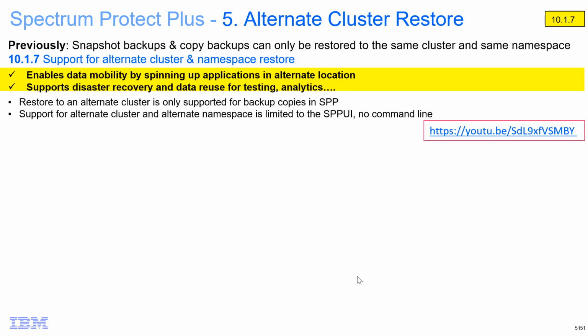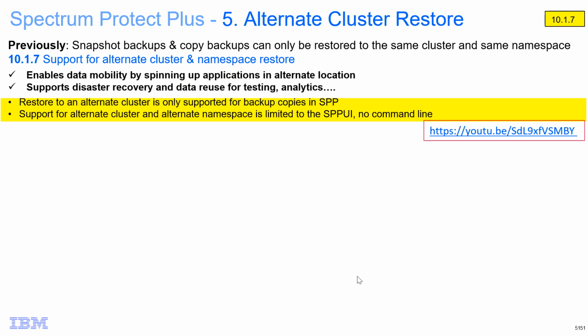And so this helps enable data mobility by spinning up those applications into alternate locations, kind of doing a quasi-clone of those applications. And it supports disaster recovery and data reuse for testing and analytics. So the restore to an alternate cluster is only supported from backup copies in the Spectrum Protect Plus vSnap. It's not supported from the snapshot copies inside of the Kubernetes or OpenShift environment. And the support for alternate cluster and alternate namespaces is going to be limited to the Spectrum Protect Plus user interface. You won't find that on the command line that I just showed you.